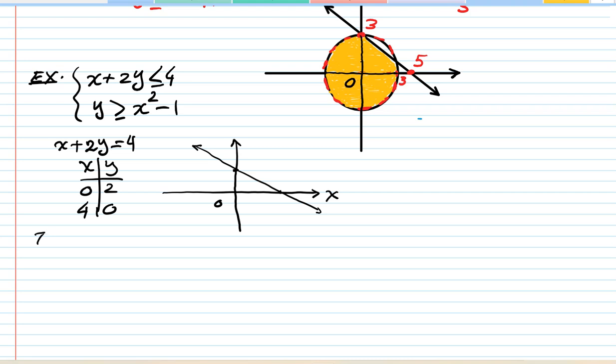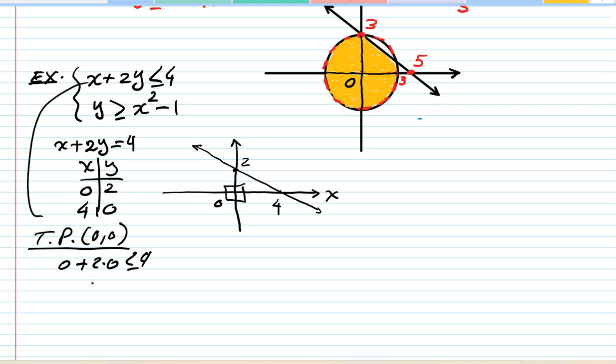Now my test point, I'm going to go 0, 0. Again, that's my proposed solution, a point at the origin. Plugging 0, 0 into the inequality, I have 0 plus 2 times 0 less than or equal to 4, which means 0 is less than or equal to 4, and that is a true statement. If it's true, that means my proposed solution is a good solution. Therefore, we're going to shade below.